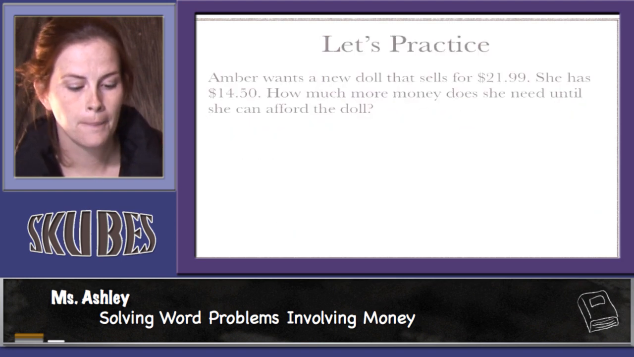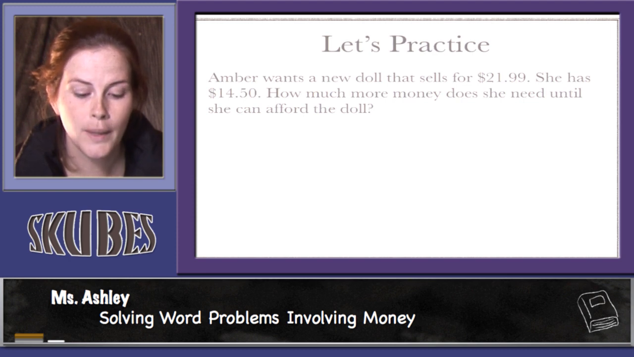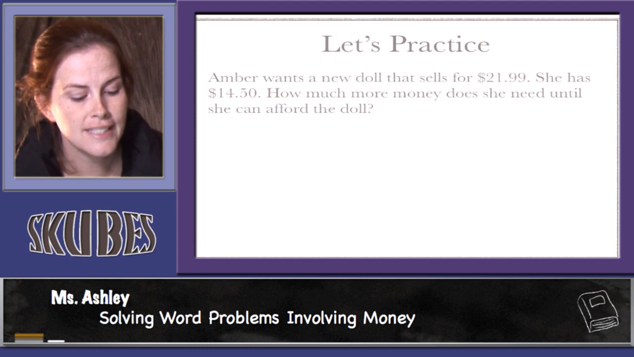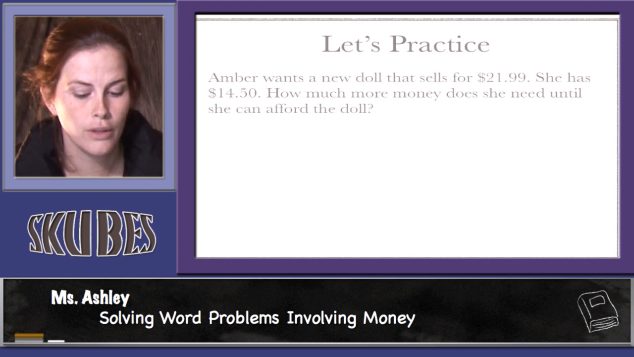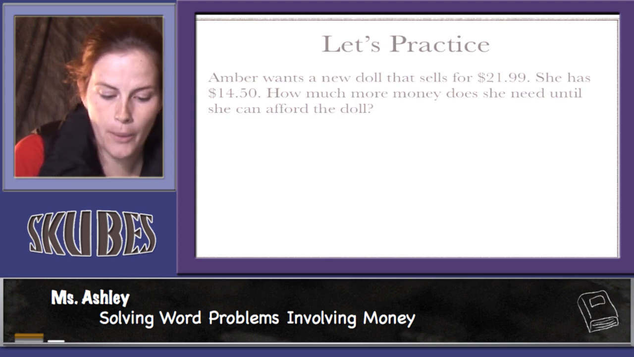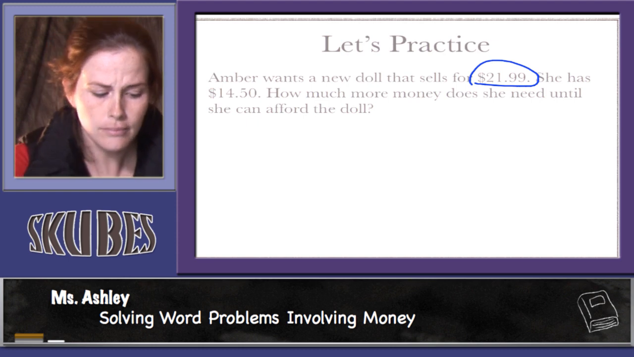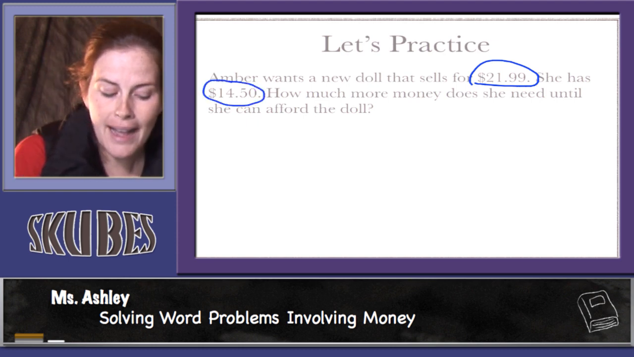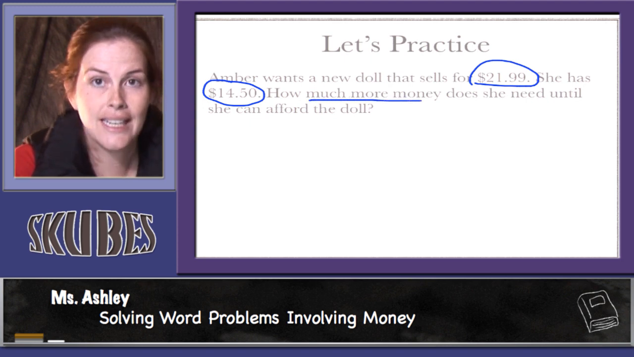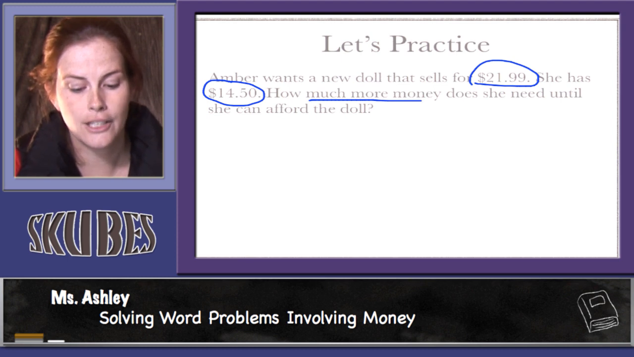Let's practice. The first problem says, Amber wants a new doll that sells for $21.99. She has $14.50. How much more money does she need until she can afford the doll? So let's think about what we know. We know the doll sells for $21.99. We know she has $14.50. And by asking how much more money does she need, that lets us know we need to find the difference. So we're going to have to subtract here.